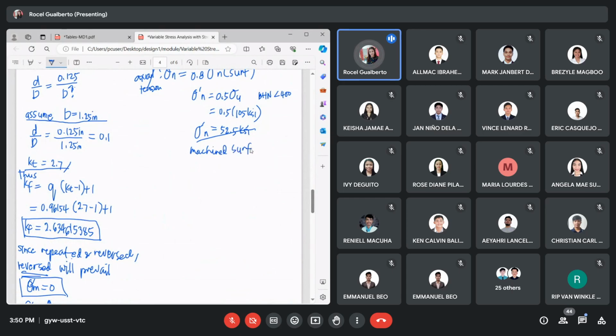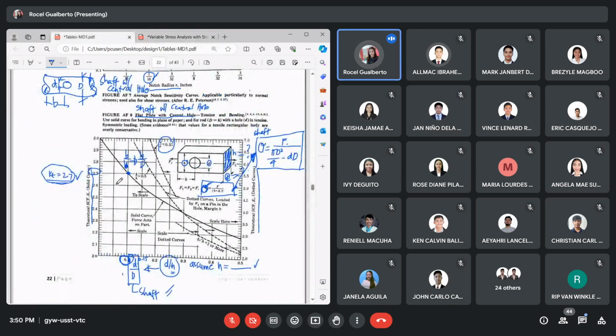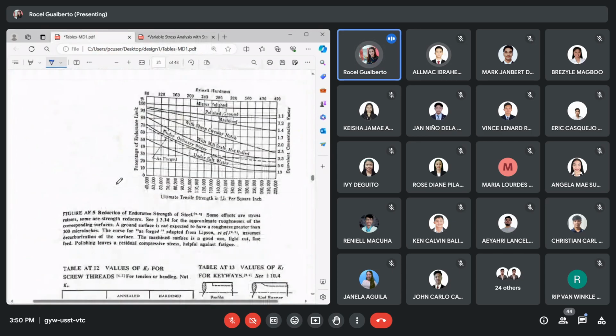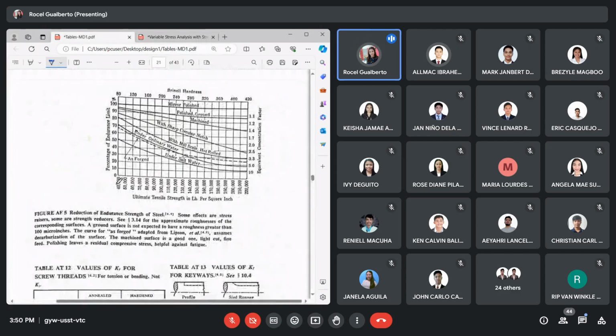Ano pong figure yung kukunan natin para sa surface factor? Alin pong figure ang gagamitin? AF5 po. Page 21. Okay, AF5. O punta tayo doon sa AF5. Okay, this is figure AF5 wherein you can obtain the value of your surface factor.